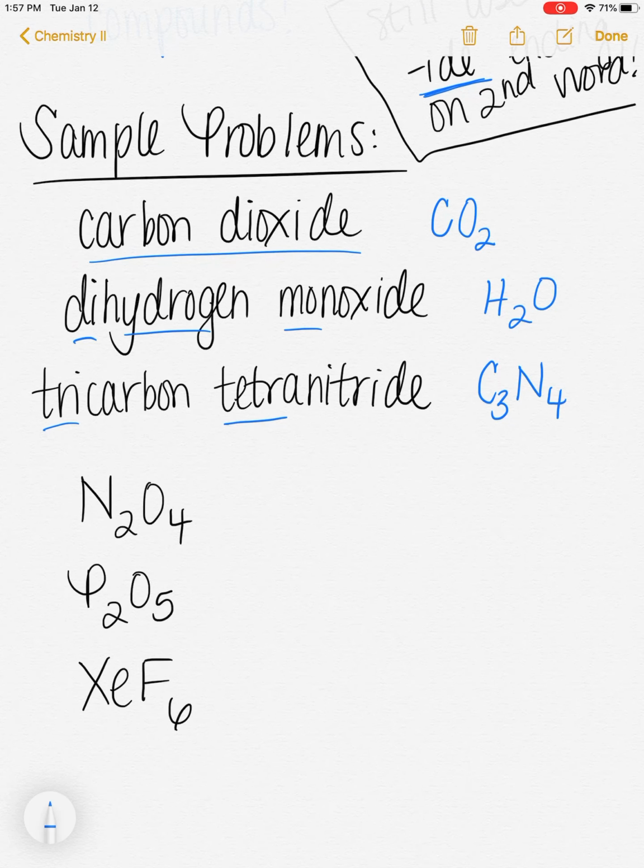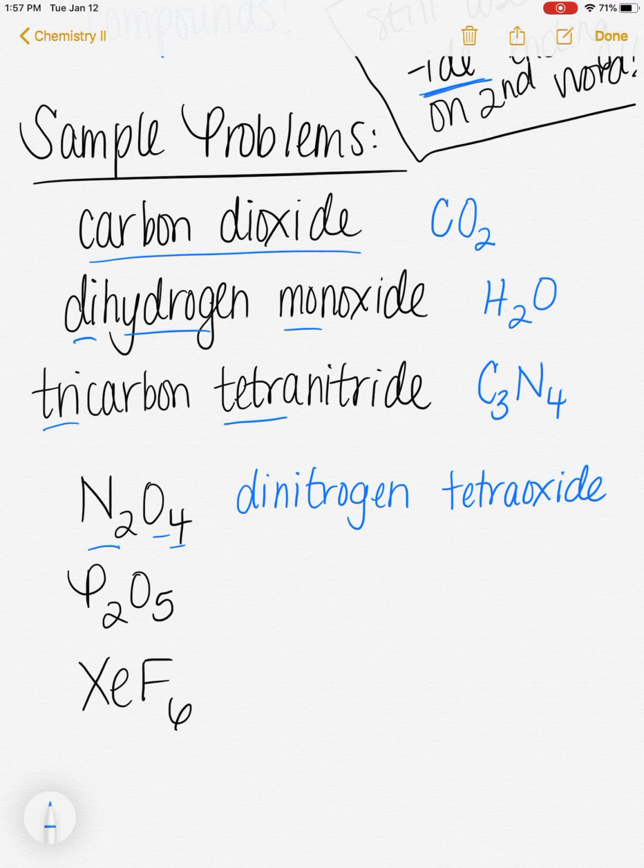On the flip side, if I am given the formula, I have to come up with the name. So here I have N2O4. The prefix for 2 is di. N is nitrogen. Remember, you don't change the ending on the first word. So dinitrogen is going to be my first word. Then I have 4 oxygen. So I'm going to call that tetraoxide.